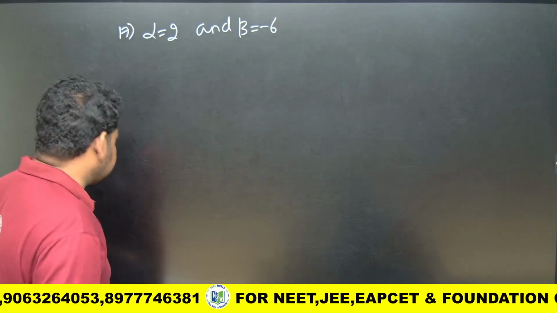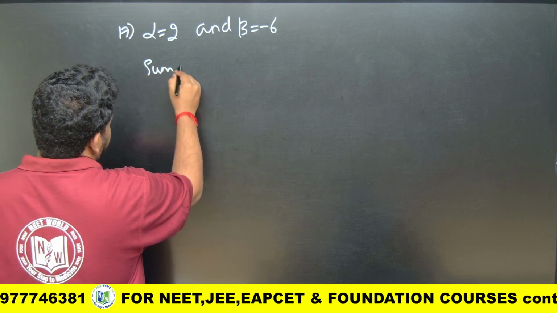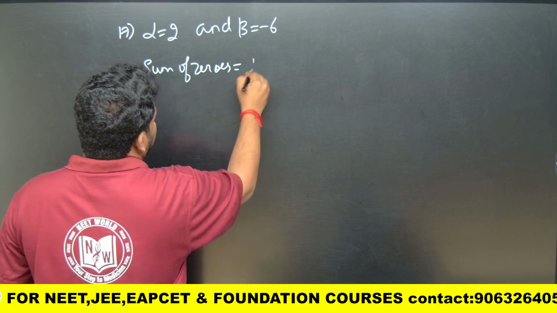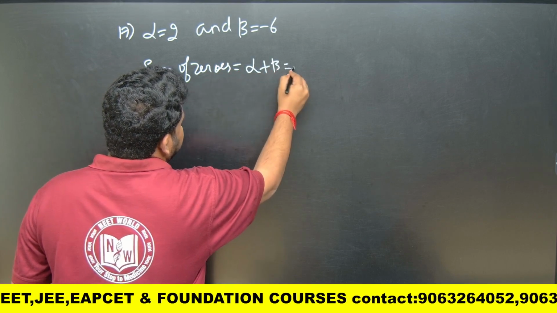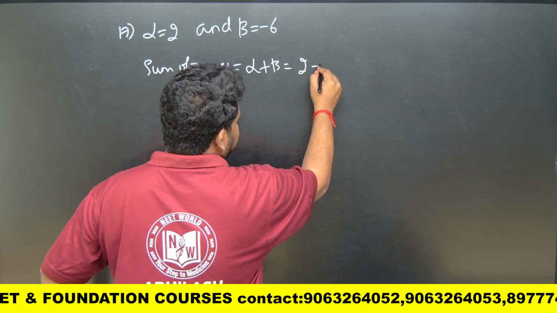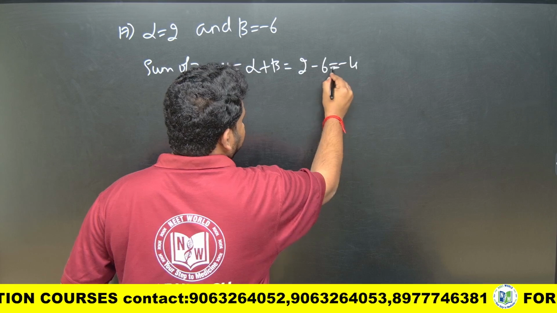So for this, first let us find the sum of the zeros. The sum of zeros is equal to alpha plus beta. Alpha plus beta is equal to 2 plus into minus 6, so it will become minus 4. We will get it as equal to minus 4.